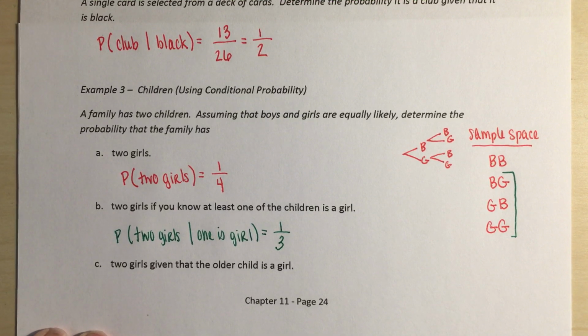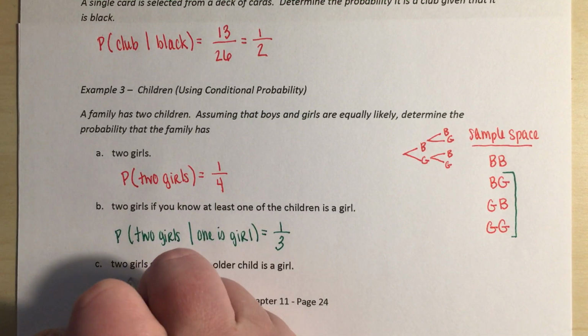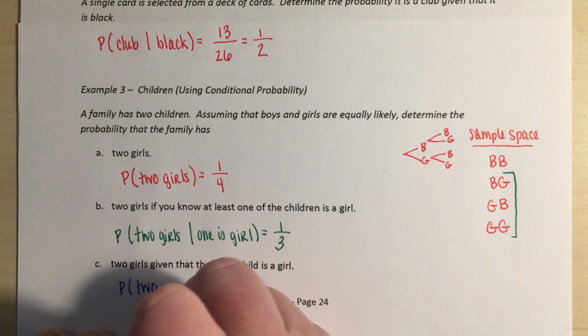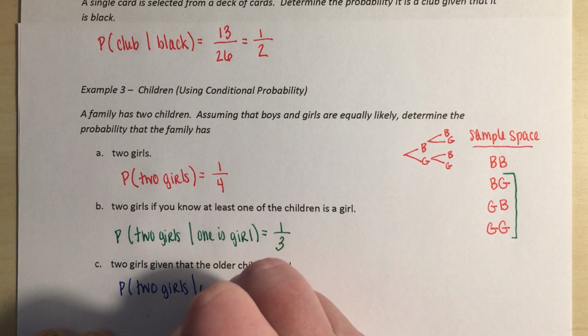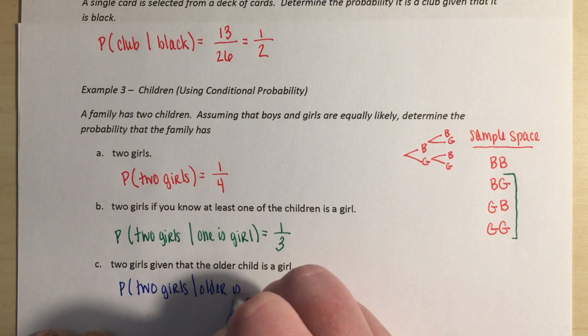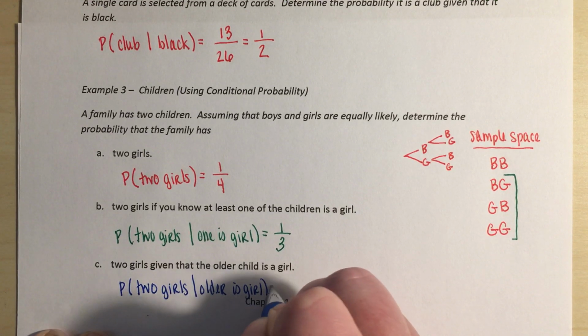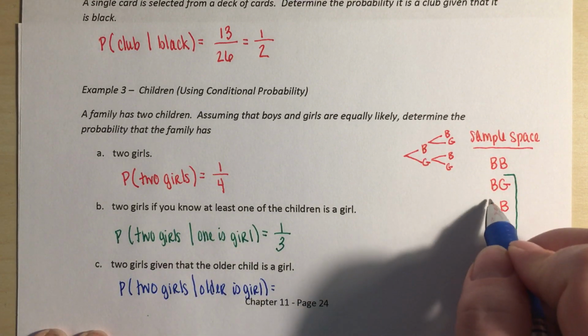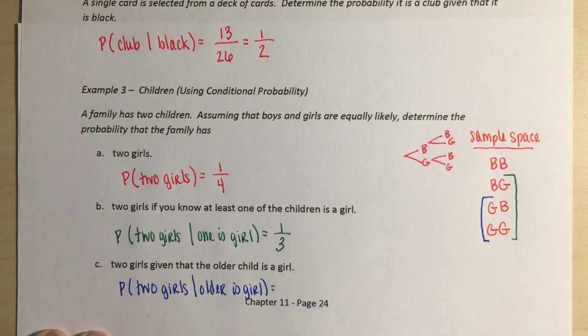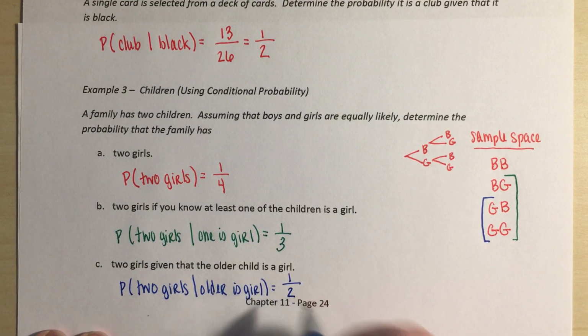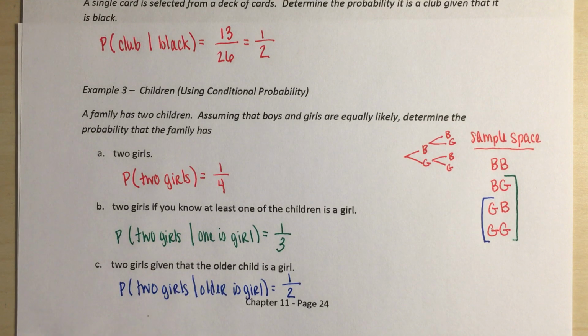And then for this last one, 2 girls, given that the older child is a girl. Well, now we've restricted our sample space to just those 2 sample points, because the older child is a girl. So in this case, we would write that as 1 over 2. So when we're thinking about conditional probabilities, again, we're not dividing by the total number of points in our sample space. We're restricting that to certain cases.